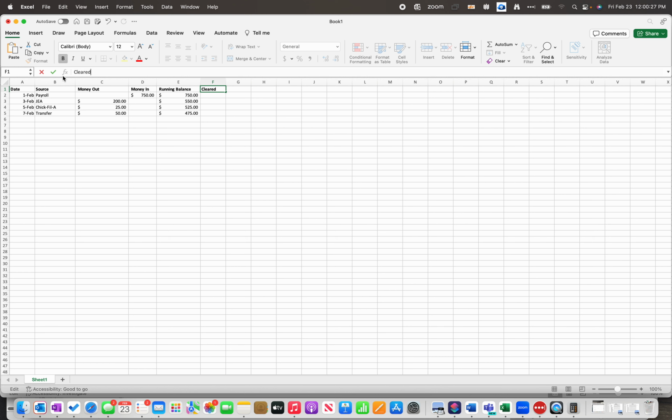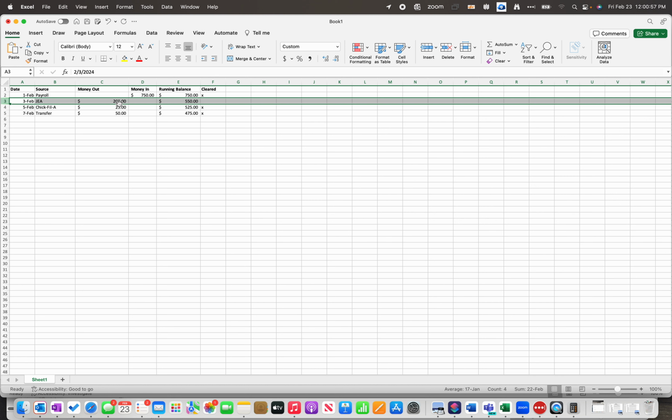And what cleared means is that it has shown up at the bank. It is there. So I'm just going to use an X to say my payroll came through the bank. But let's say that my JEA check has not come through the bank yet, then I'm going to leave that blank. My Chick-fil-A debit card has come through and my transfer has come through. So if I were looking at the bank and what my balance was at the bank right now, it would actually show, instead of $475, since that $200 check to JEA has not come out yet, the bank would say I had $675. Well, that's not accurate because I wrote that check and it is going to come out, it just hasn't come out yet.